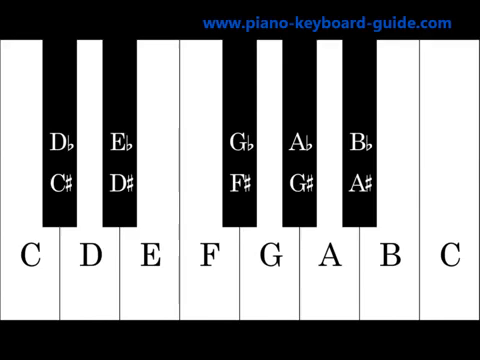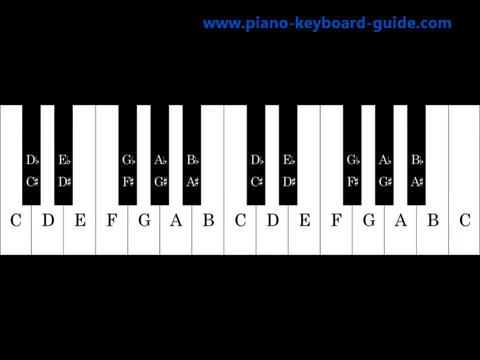Sharps and flats are called accidentals. The black keys in order are C sharp or D flat, D sharp or E flat, F sharp or G flat, G sharp or A flat, and A sharp or B flat. It's really 5 black keys being repeated over and over again. When you think of it this way, it's really simple.